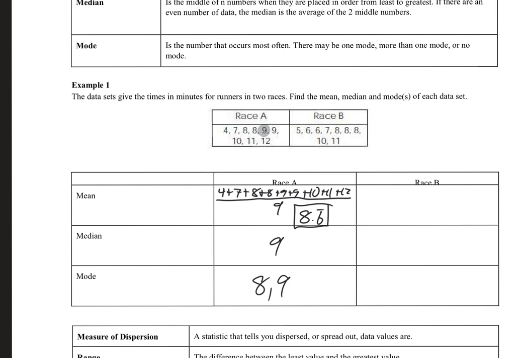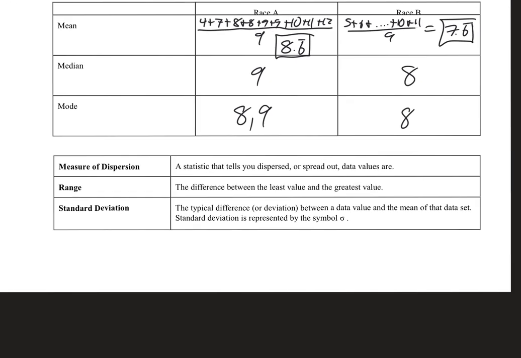I think you could do that for race B. I want you to go ahead and just pause the video and try that on your own. Okay, so if you add all the numbers up, divide by 9, there's 9 numbers again, you get 7.6 repeating. The middle number, again, they're already in order, so the middle number is the 5th one out of 9. That would be the number 8. And then also the mode is 8 because 8 occurs 3 times. 6 occurs twice, but 8 is the most. So that's the mode. Okay, let's move on.